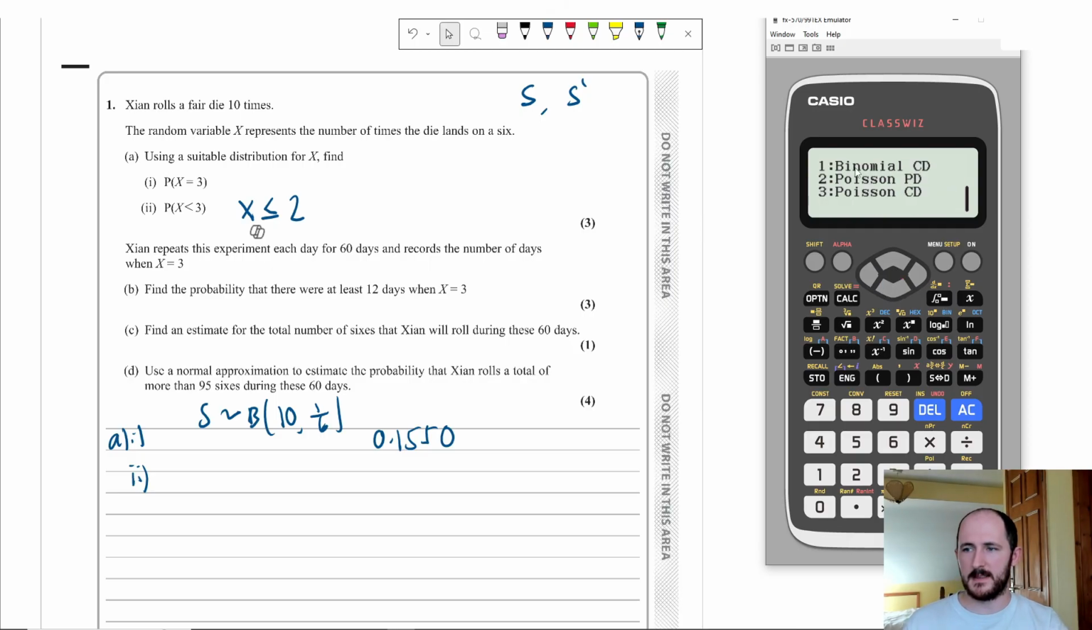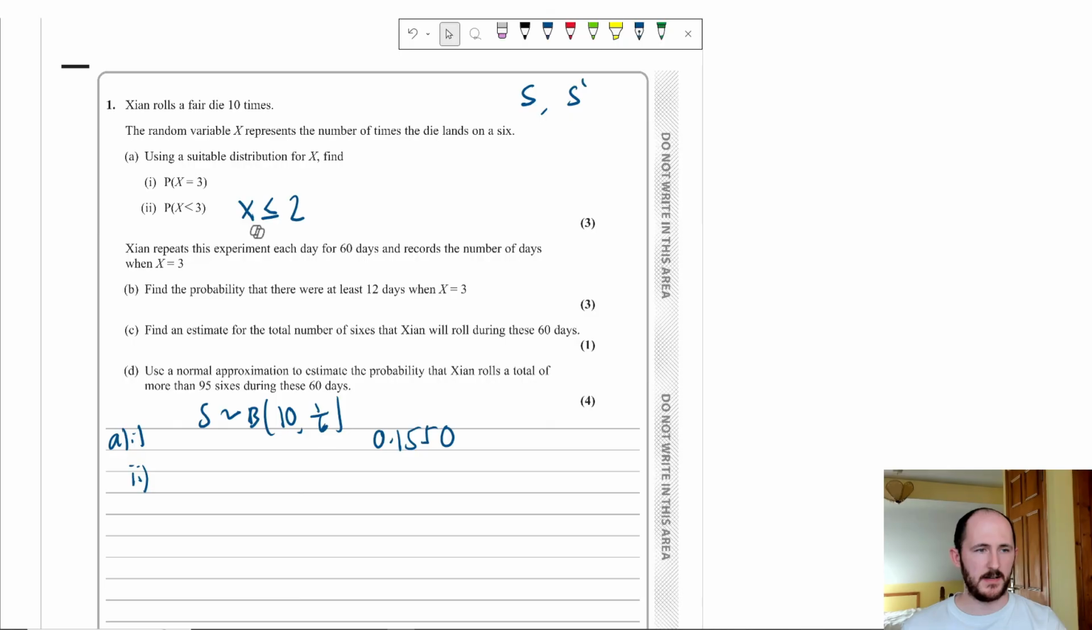So binomial CD this time. CD stands for cumulative distribution, so it's up to and including a value. In this case, up to and including 2. Variable, this time we want 2, everything else is the same, so we get 0.7752. And there you go, 3 marks, not too bad.